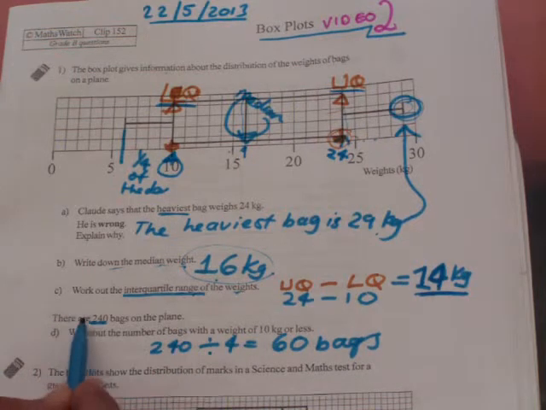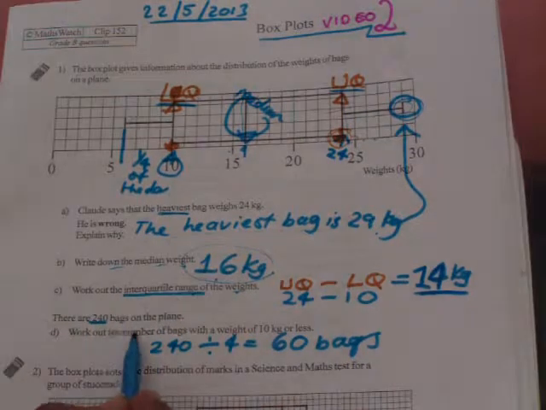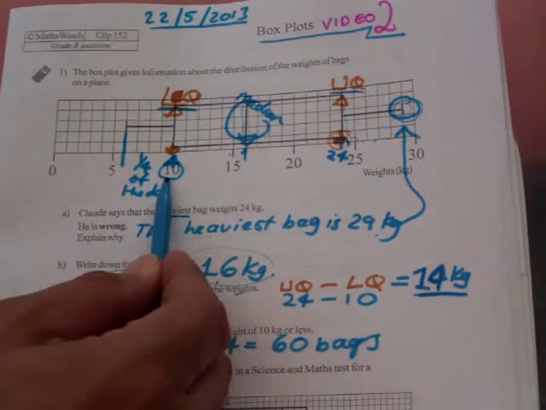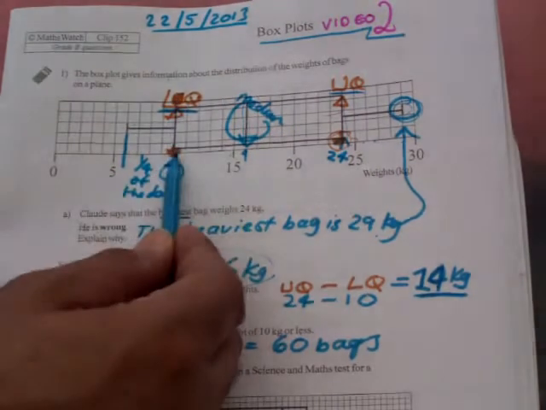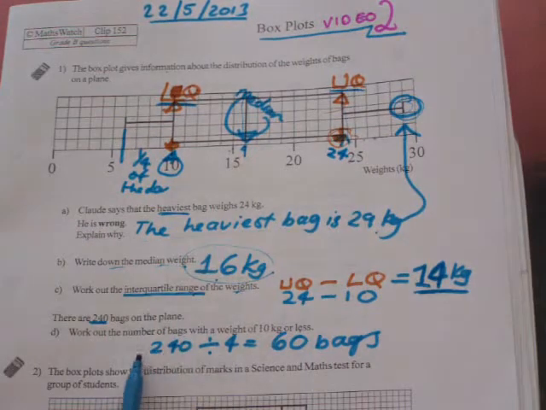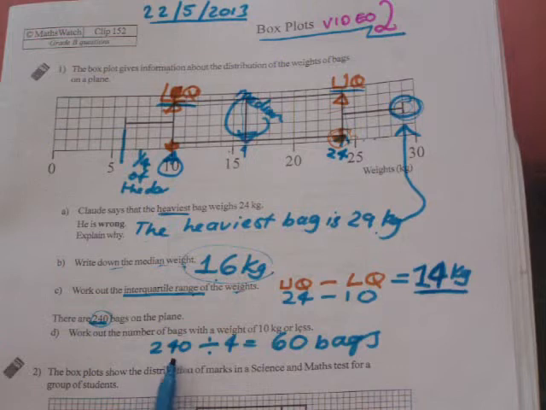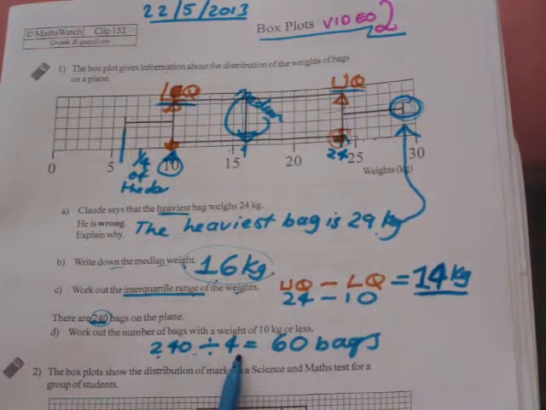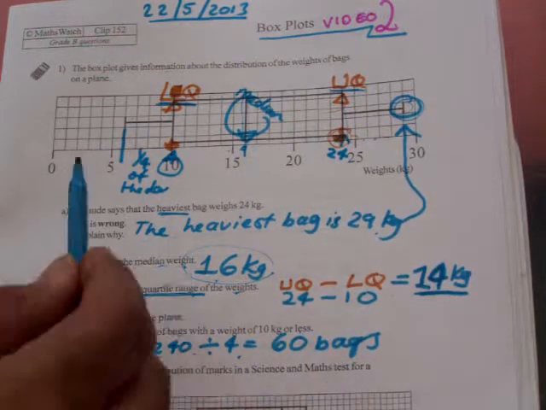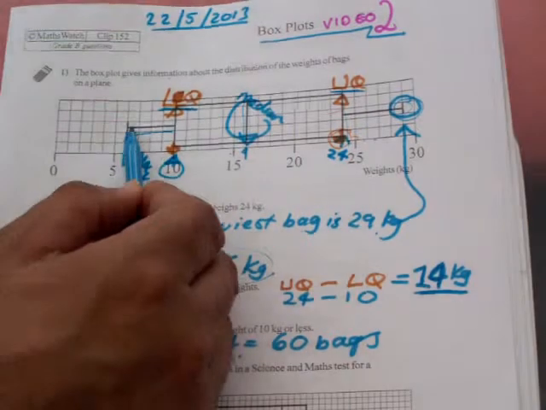Because there are 240 bags on the plane, work out the number of bags with a weight of 10 kilograms or less. If you look at the 10 kilogram mark, that's actually on the lower quartile, which is the bottom quarter. So we've got to work out a quarter of the number of bags. 240 divided by 4 is equal to 60 bags. So this part here represents 60 bags.